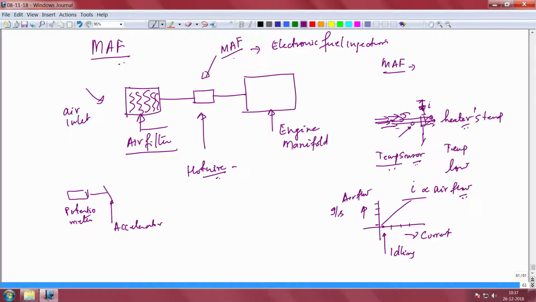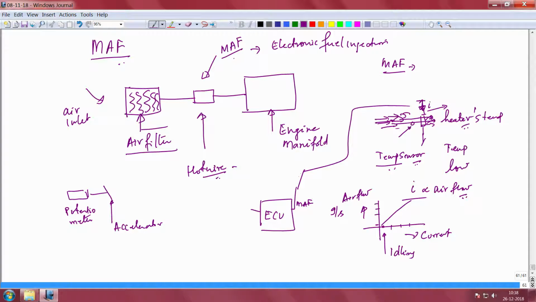And in order to keep it hot at a given temperature, you need to pass an electric current which is more, and that information of how much current you are passing is given to the engine ECU. Take this I and give it to the engine ECU. So, directly a value for MAF is available to the engine ECU.